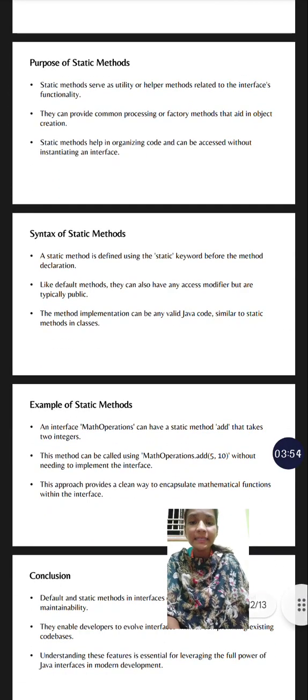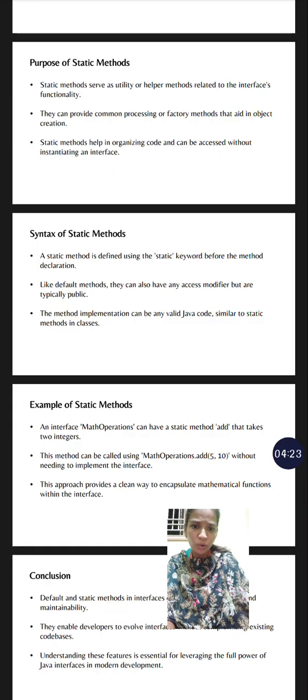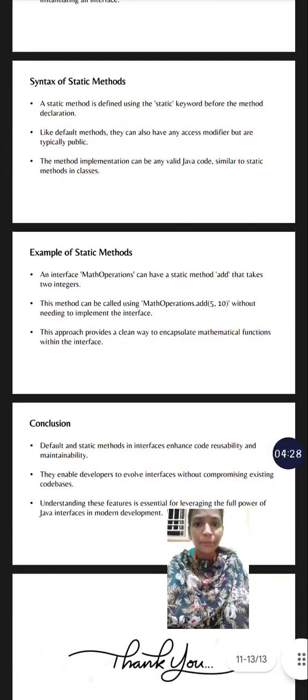Next one, syntax of static methods. A static method is defined using the static keyword before the method declaration. Like default methods, they can also have any access modifier, but we typically use public. The method implementation can be any valid Java code, similar to static methods in classes.